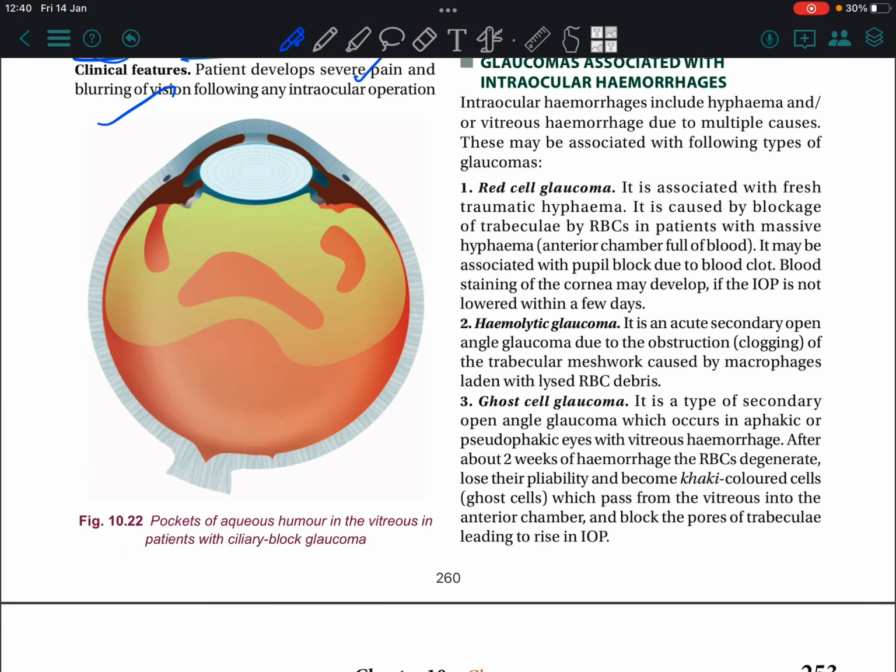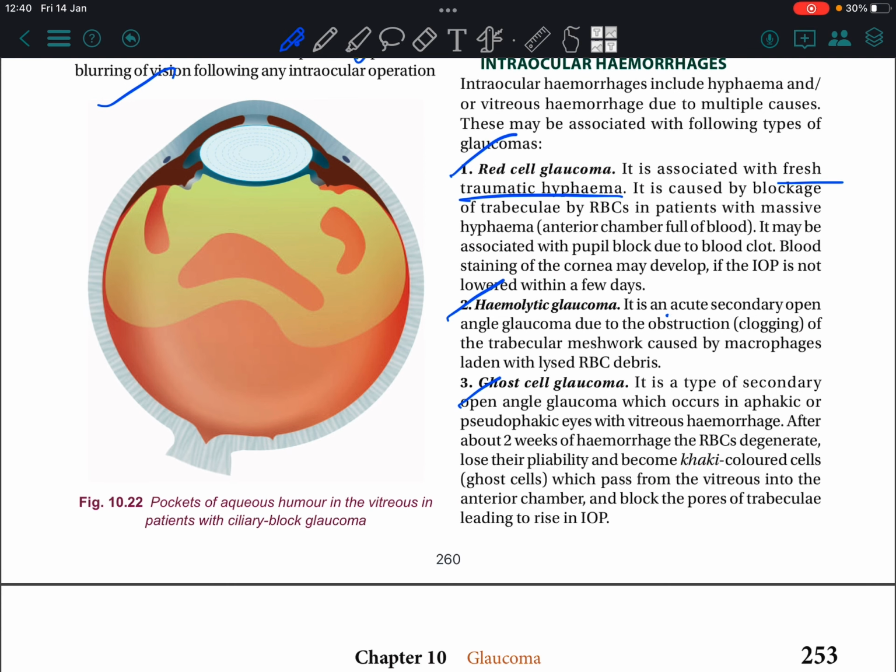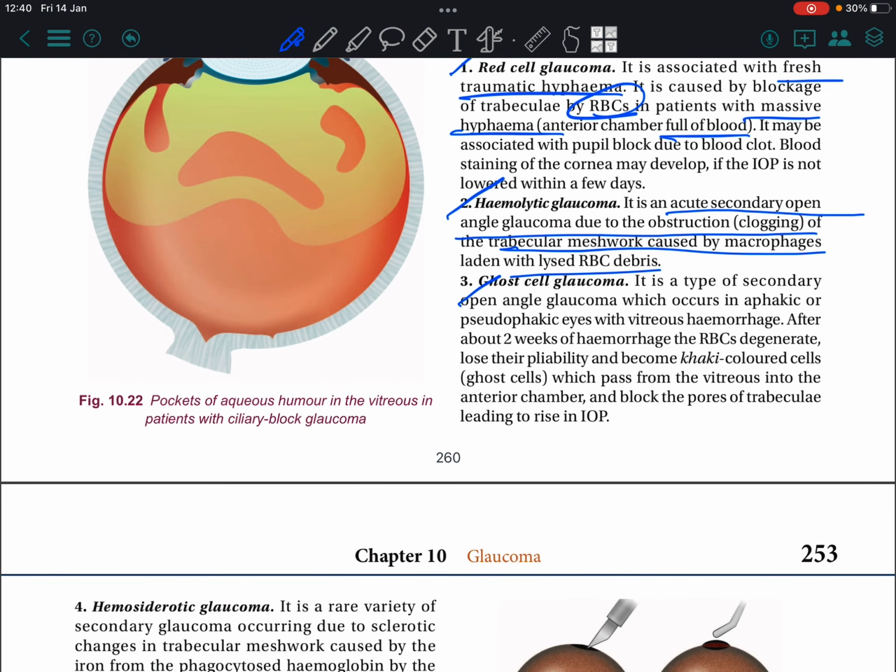Glaucoma associated with intraocular hemorrhage: red cell glaucoma, hemolytic glaucoma, ghost cell glaucoma. It is associated with fresh traumatic hyphema. It is an acute secondary open angle glaucoma due to obstruction of the trabecular meshwork caused by macrophages laden with RBCs. Anterior chamber full of blood, that is red cell glaucoma.